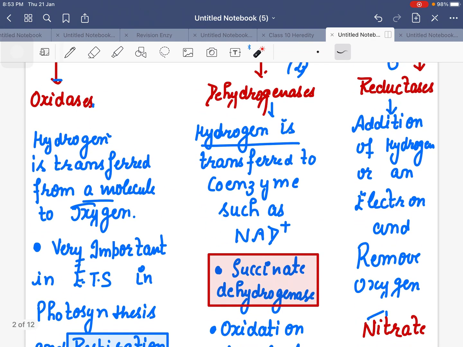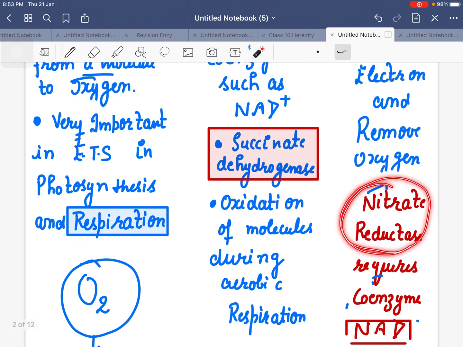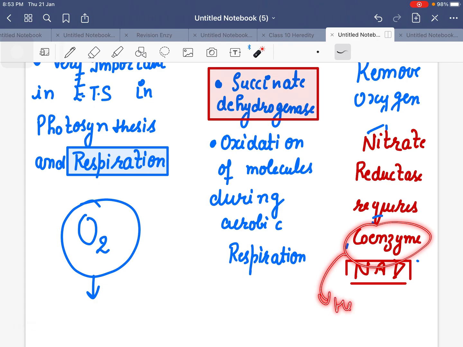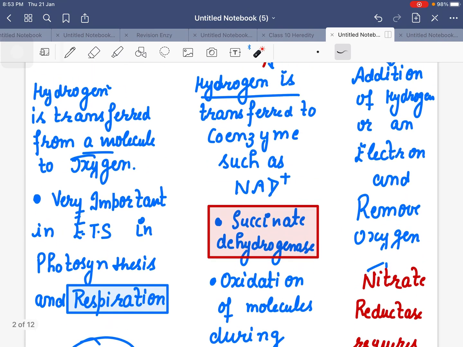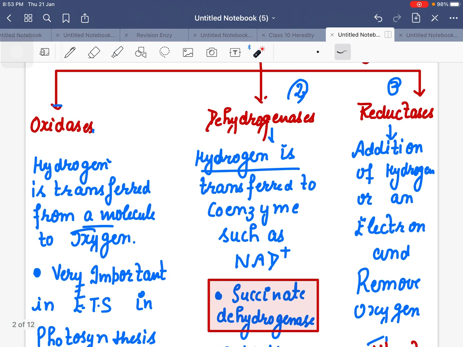Now, if one is giving hydrogen, another is adding hydrogen. So addition of hydrogen or addition of electrons, or you can say removal of oxygen, that is your enzyme nitrate reductase. It works only in the presence of a coenzyme helper called NAD. Nitrate reductase plays a role in addition of hydrogen. Basically, during this, hydrogen is added, electrons are added. So in these kinds of enzymes in which hydrogen is added and electrons are moving, these are reductases.